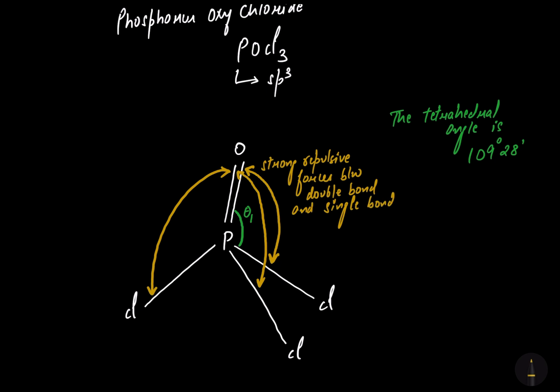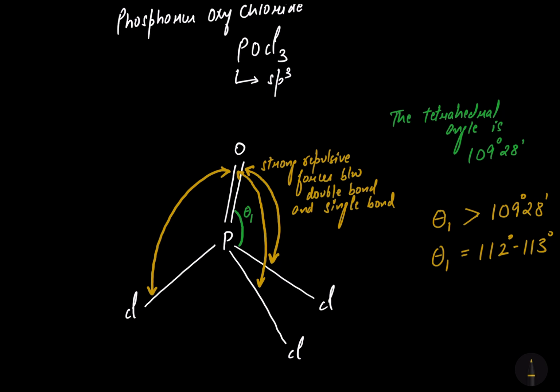Due to which what is going to happen? The value of theta 1 will exceed the standard tetrahedral angle value of 109 degrees and 28 minutes. So in this case, the value of theta 1 will come out to be nearly 112 to 113 degrees.